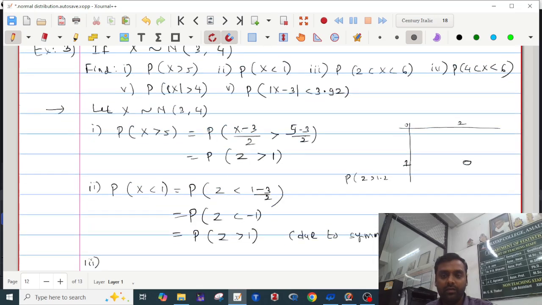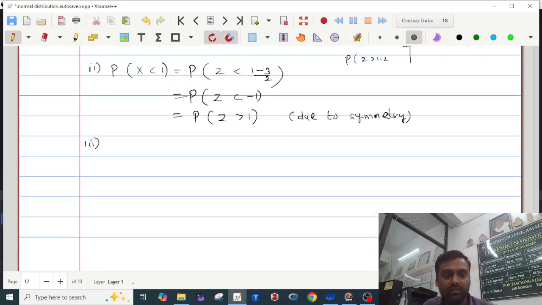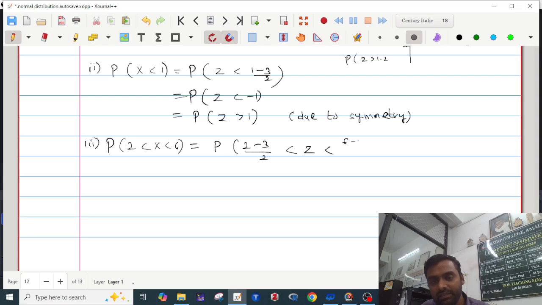Third one, probability of 2 less than x less than 6. Again standardize. So 2 minus mean 3, upon sigma 2, less than z less than 6 minus 3 upon 2. So this is equal to probability of 2 minus 3 is minus 1, upon 2, minus 0.5, less than z less than 6 minus 3, 3 by 2, that is 1.5.